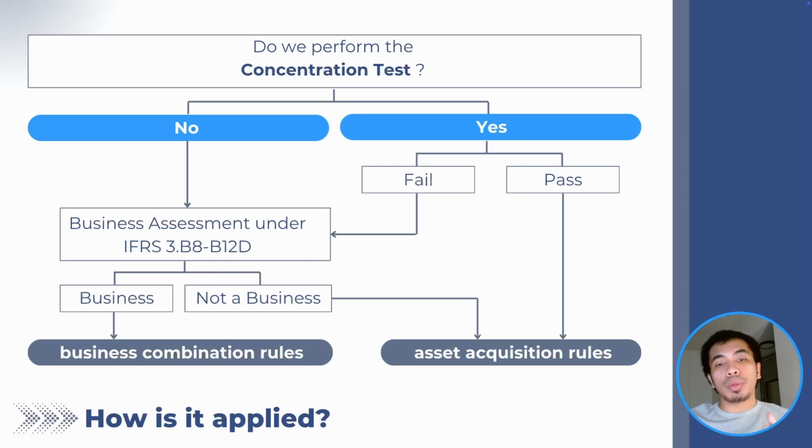We do this assessment for each acquisition or event. This does not become an accounting policy. So for each transaction, you have to perform this flowchart. The optional concentration test is like a gatekeeper. If the test shows that the transaction doesn't involve a business, you skip the detailed business definition test and move straight to accounting for it as an asset acquisition.